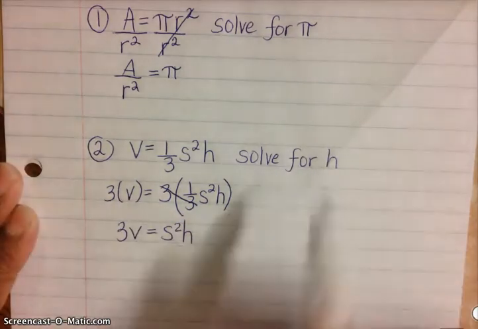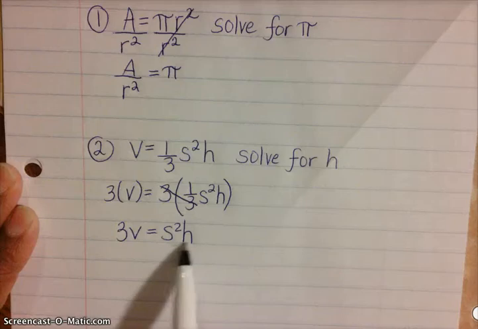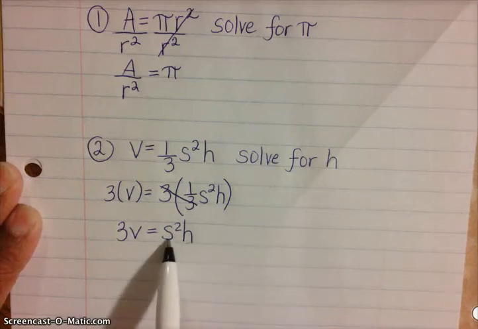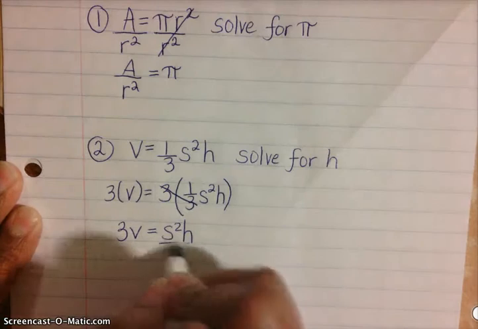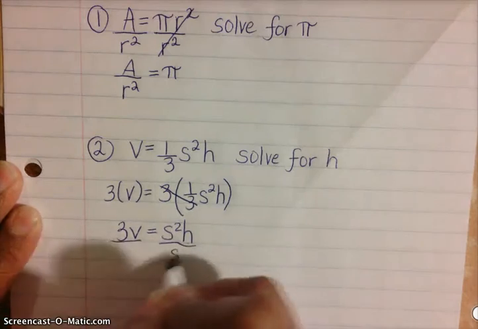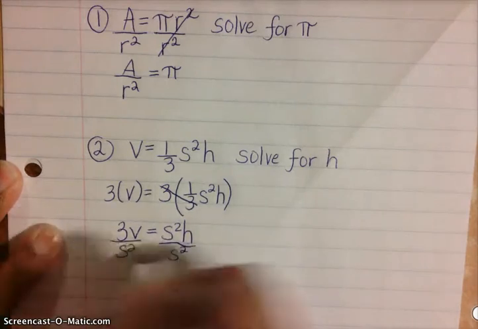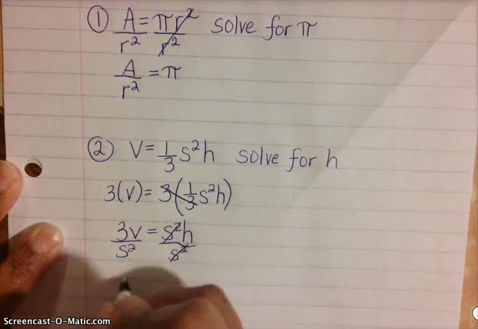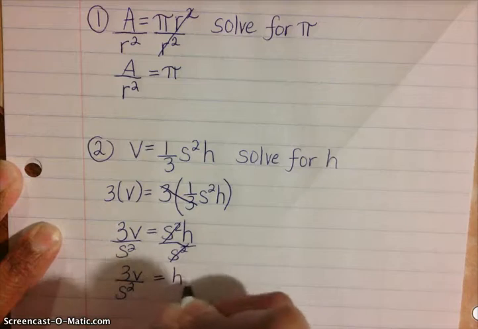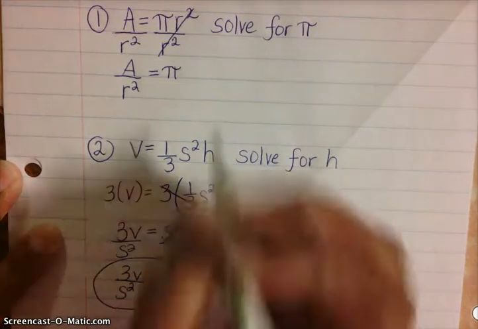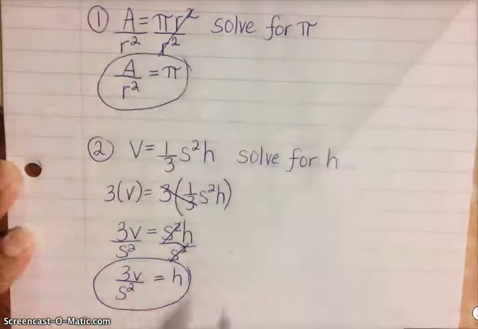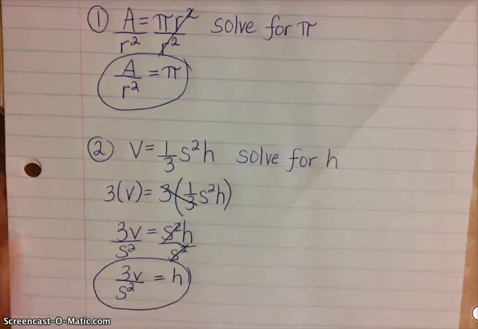We're solving for h, so we're going to focus on this side of the equation because here's your h. The h is being multiplied by s squared. So to undo that, we're going to divide by s squared. Dividing both sides by s squared, you're going to get 3V over s squared is equal to h. Alright, so your h is isolated.